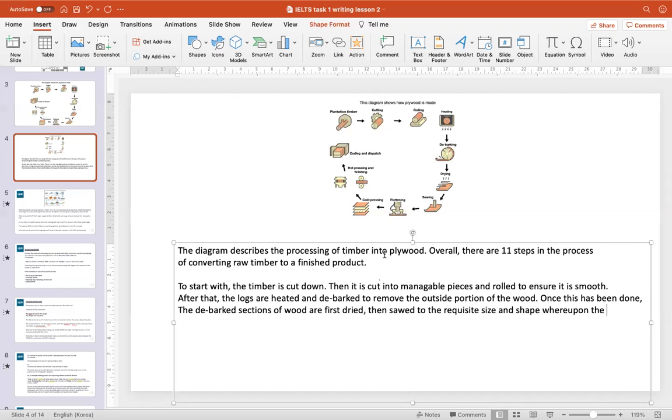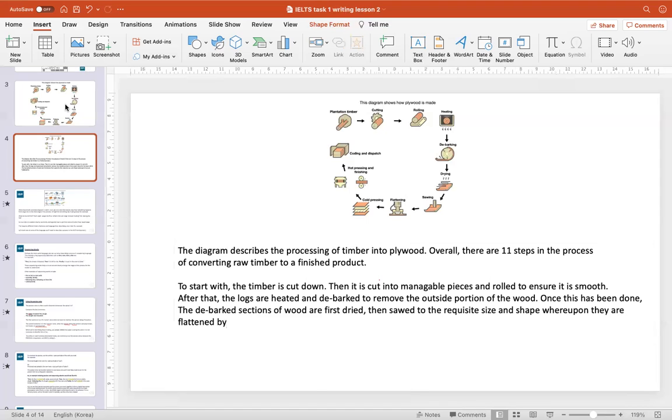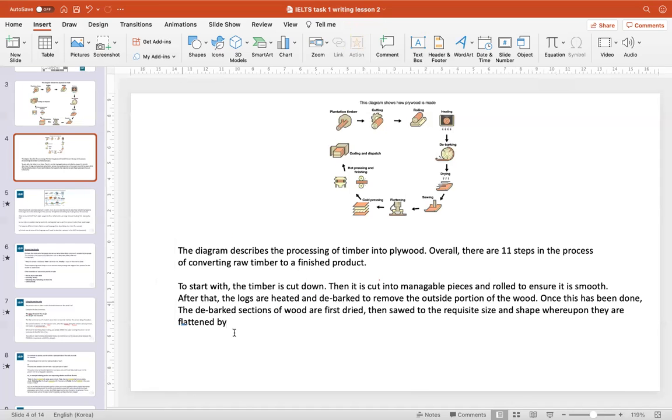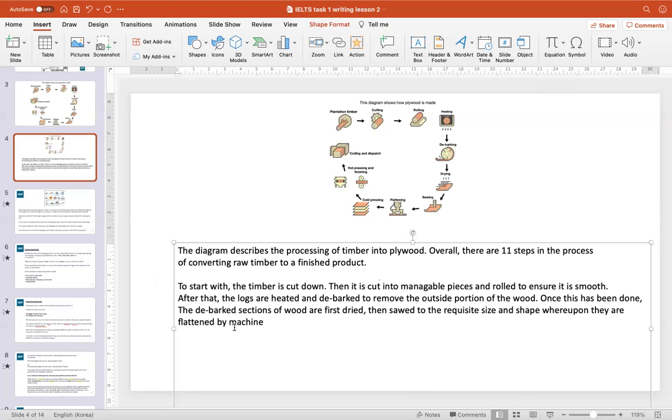they are flattened by what? By machine. Yeah, flattened by machine to make them manageable, I guess. In terms of construction and stuff, they need to be flat, don't they? Yes. Okay. All right. So that's one kind of step we put together, those three.